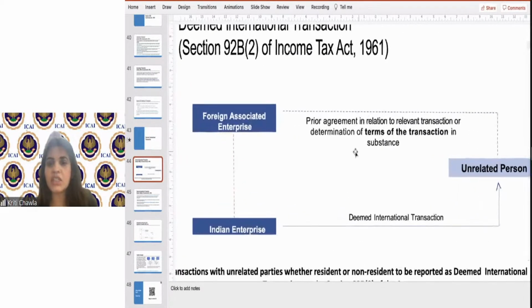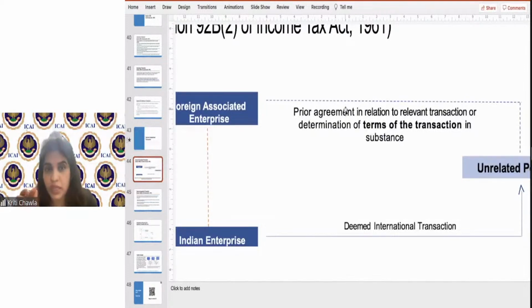Well, what is written out here is prior agreement. I'm just zooming in because there is a request. Prior agreement in relation to the relevant transaction or determination of terms of the transaction in substance. Meaning to say that even if this transaction is between an Indian enterprise and an unrelated party, if there is a prior agreement that we will decide the price, you transact, you Indian enterprise and unrelated party, but we will determine the price in substance, or the terms of the transaction and how you are transacting, then this particular transaction will be a deemed international transaction.